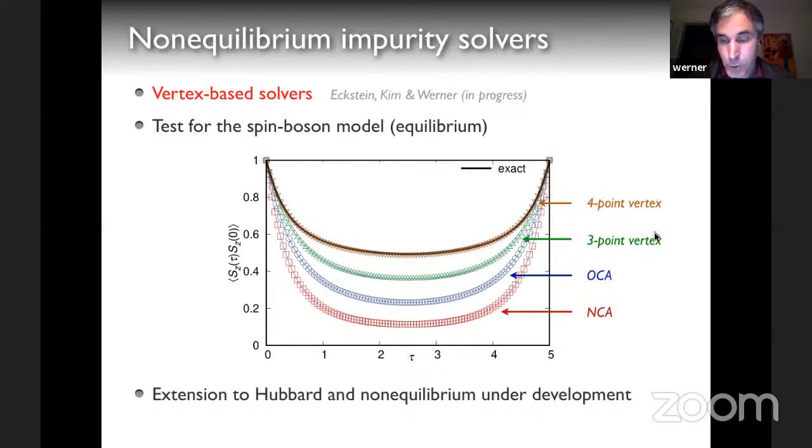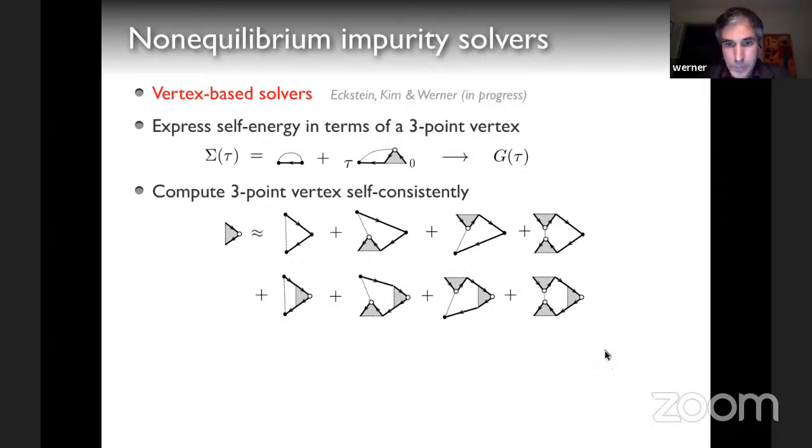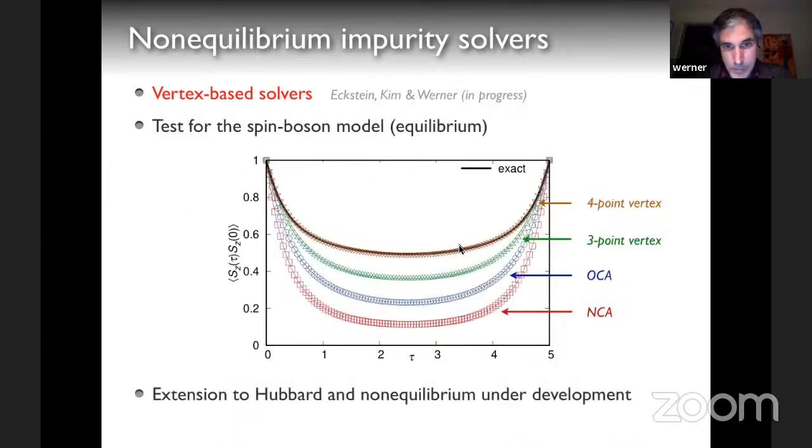But our hope is that this approach can also be implemented for non-equilibrium problems. Maybe you have heard some talks by Nikolai Prokofiev and others about this diagrammatic Monte Carlo scheme. This is a scheme which in some sense profits from the sign problem. The sign problem here basically suppresses the contributions from the high order diagrams. And so we already have a sign problem in equilibrium, which we have to deal with and which we can deal with, as this example here shows.